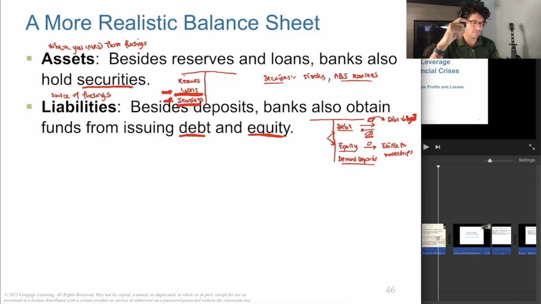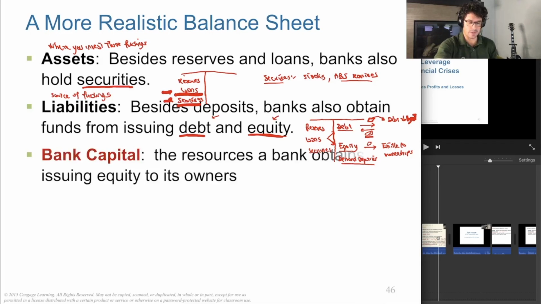Banks are a very particular business. So here our richer balance sheet is given by debt, equity, demand deposits, and on the other side you have reserves, loans, and also securities. Why are we introducing these richer balance sheets? The reason is that we want to define basically what is leverage. So for this, we need a notion of debt and equity.